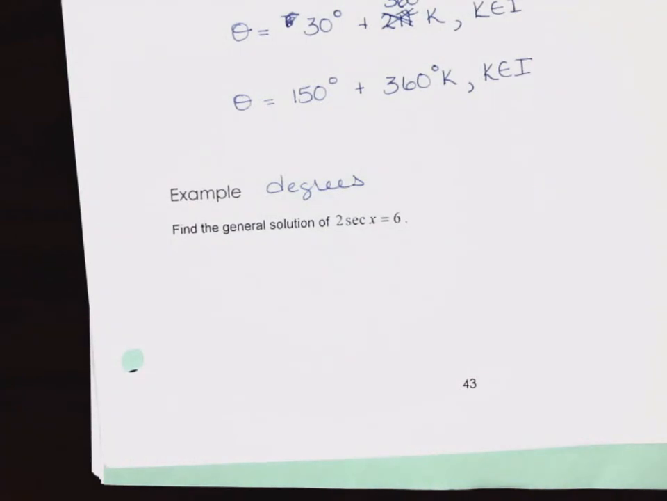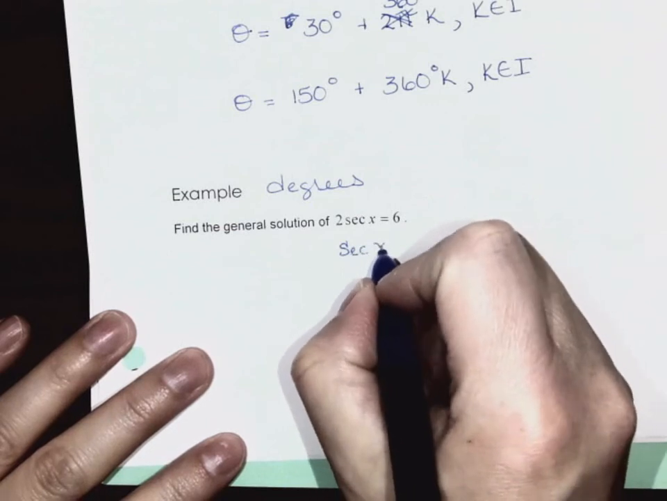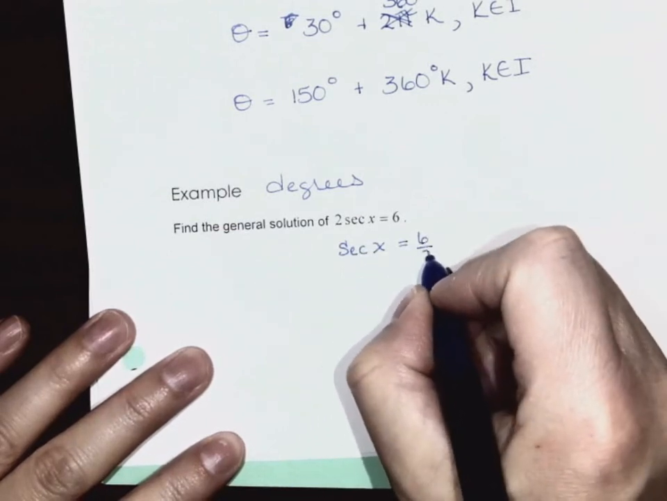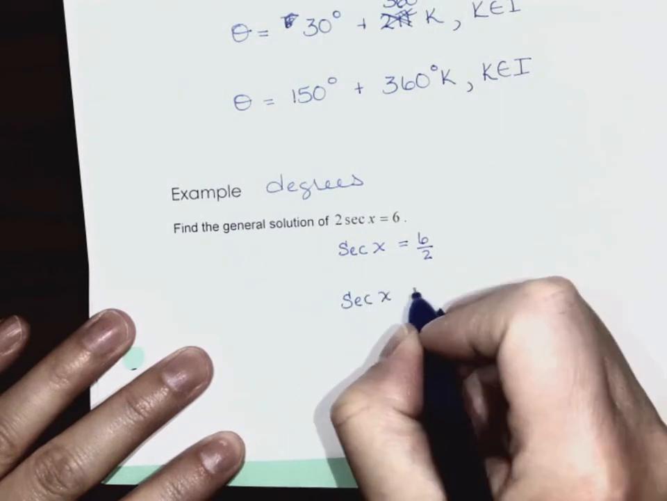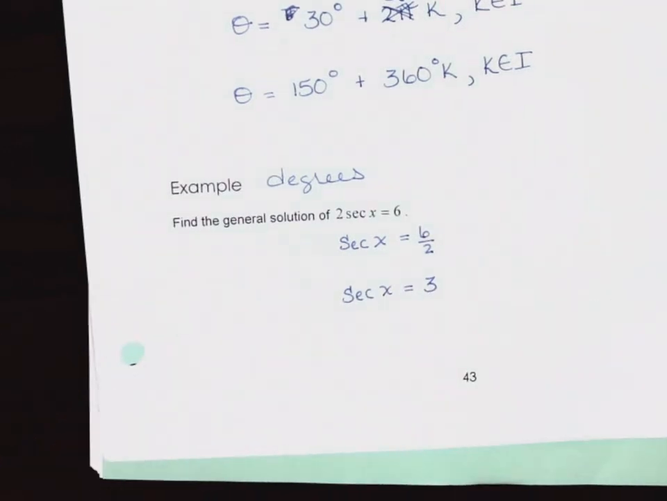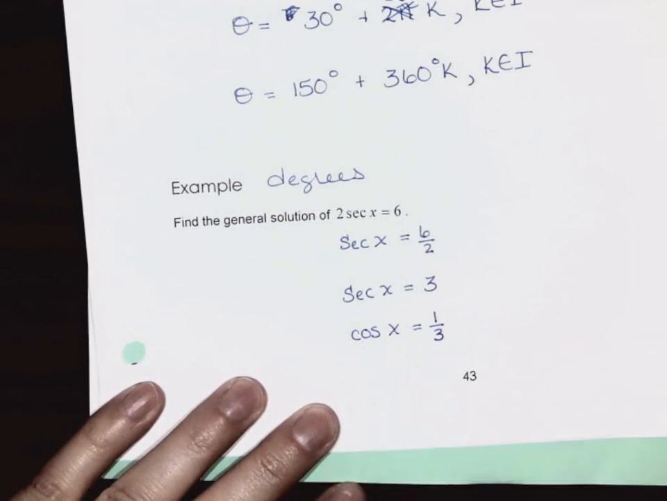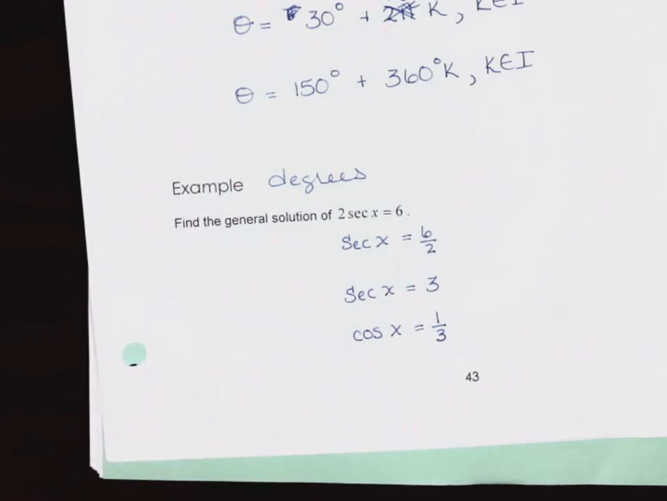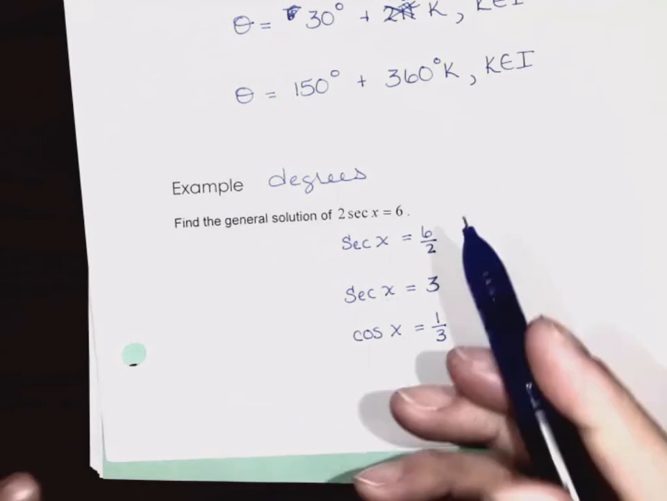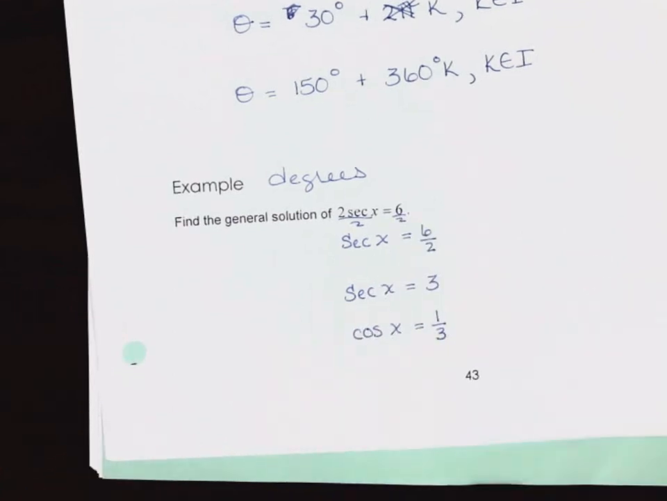Okay, this one. Whoa. So let's solve for secant first. So secant x equals 6 divided by 2. So secant x equals 3. So cos x is equal to 1/3. I just divided out the 2.